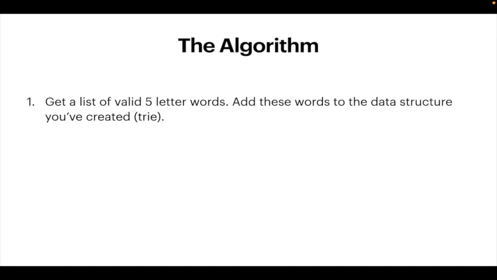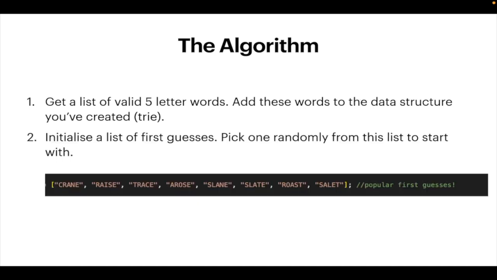So now that we have a few things in place, let us start working on our algorithm. Initially, we'll get a list of valid 5-letter words, and we'll add these words to the data structure that we have in place. So in this case, it will be a trie data structure. And we want to have a list of good first guesses. So this is one such list that's popular. These are choices for popular first guesses, and we basically pick one randomly from this list to start with.